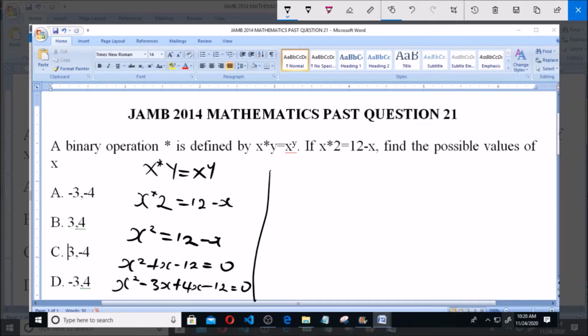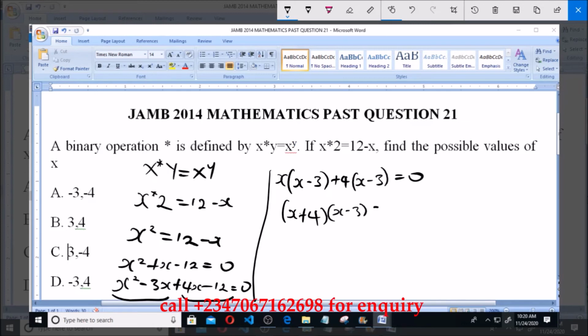Now what we did there was that we picked two numbers which when added together will give us plus 1, and when multiplied together will give us minus 12, and that is minus 3 and plus 4. So from here we'll factorize this first and then these two next. So we'll have x into x minus 3, then plus 4 into x minus 3 equal to 0. So from here we have x plus 4 into x minus 3 equal to 0.